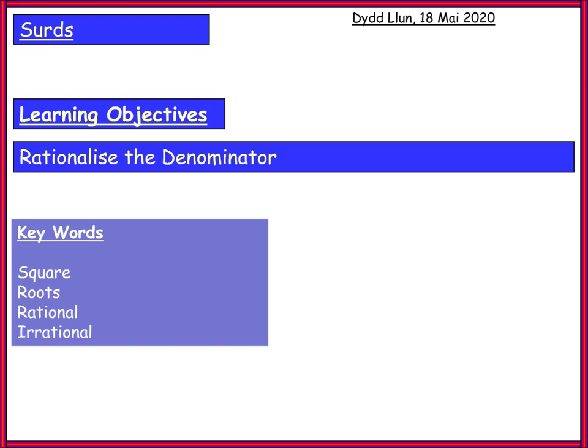Hello. We're going to be looking at surds again, and we're going to try and rationalize the denominator this time. So I want you to make some notes. Heading is surds, rationalize the denominator, then lesson objective, and keywords: square roots, rational, irrational. Hit pause, and once you're done, hit play again, and we move on to the starter.